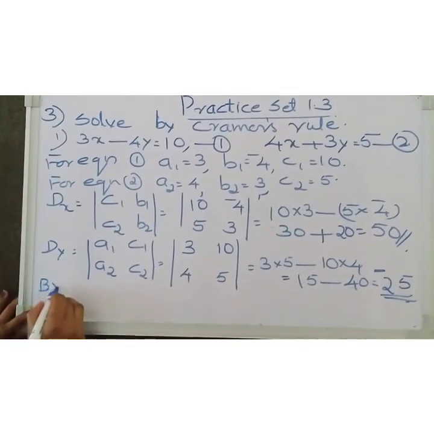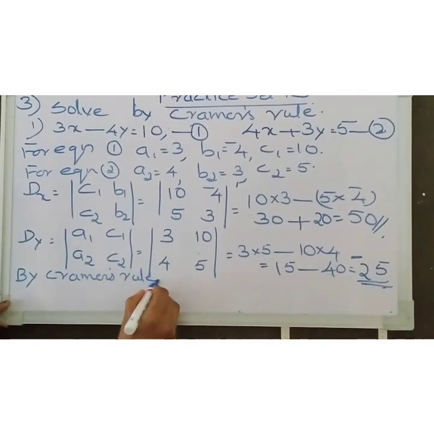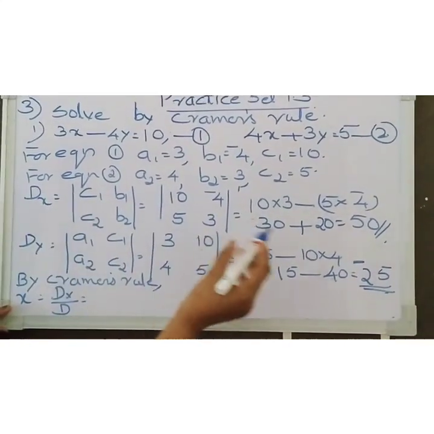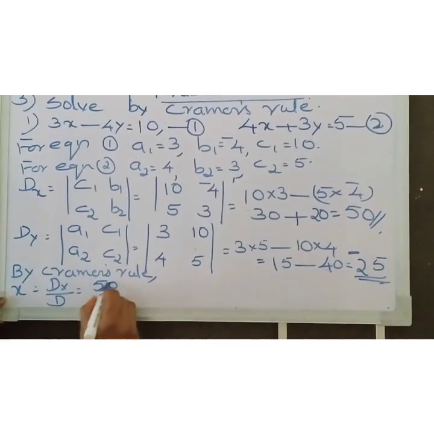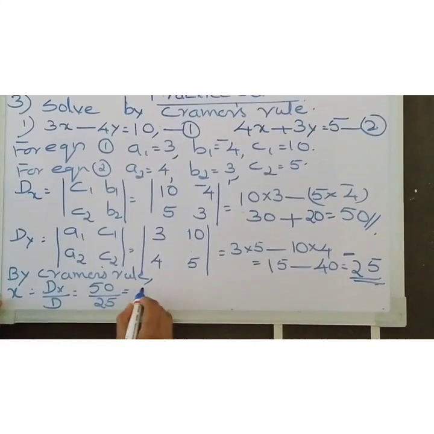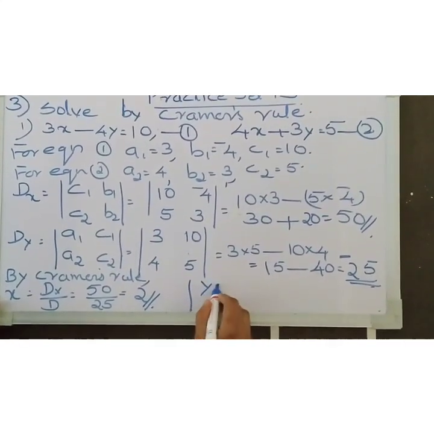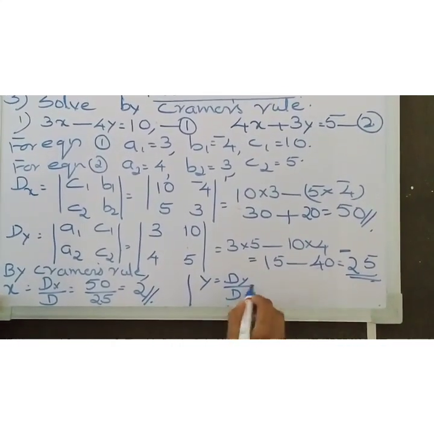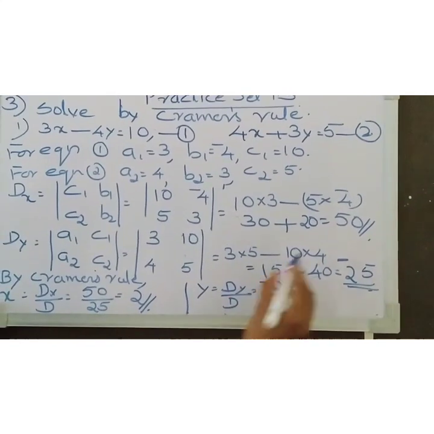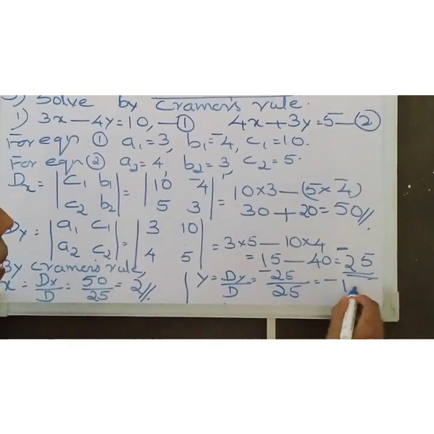And by Cramer's rule, x is equal to dx upon d. Dx is equal to 50, d is equal to 25. Therefore 25 times 2 goes to 50, so x is equal to 2. And y is equal to dy upon d. Dy is equal to negative 25, d is 25. Therefore this answer is negative 1.